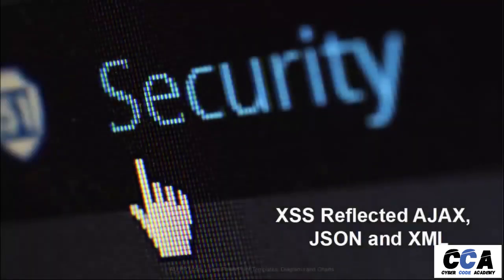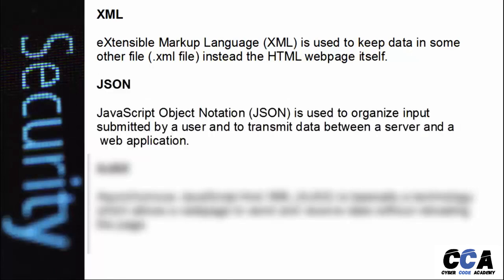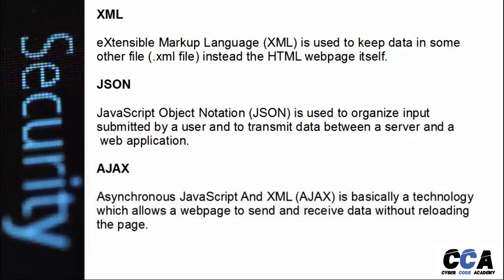Welcome. In this video we will see XSS reflected Ajax, JSON and XML. XML stands for Extensible Markup Language, and is used to keep data in some other file instead of the HTML web page itself. JSON, JavaScript Object Notation, is used to organize input submitted by user and to transmit data between a web server and a web application. Ajax, asynchronous JavaScript and XML, is basically a technology which allows a web page to send and receive data without reloading the web page.